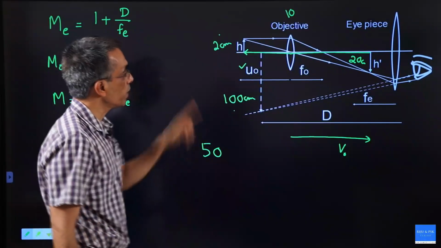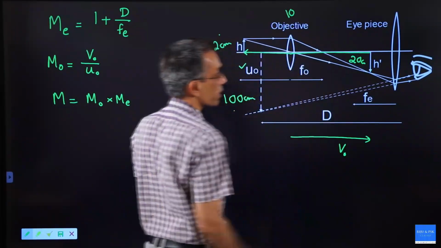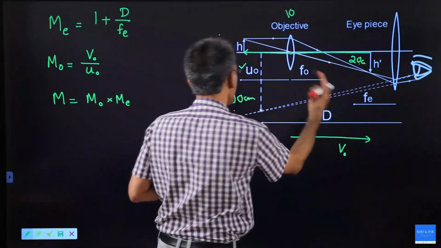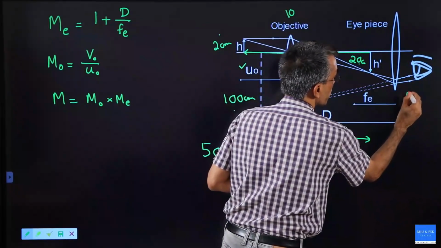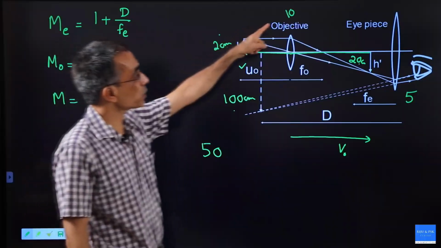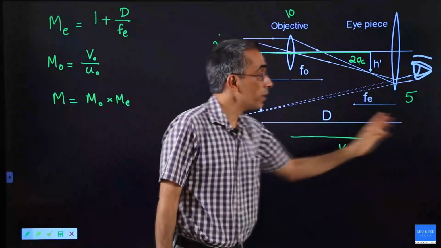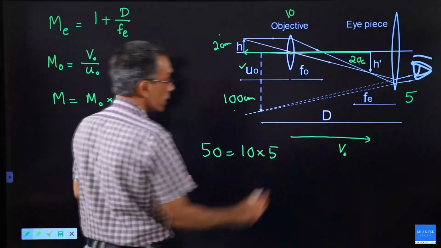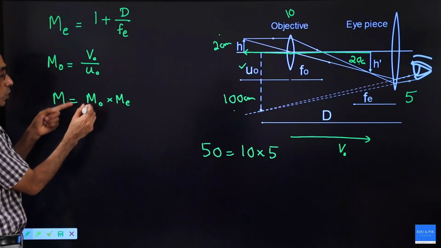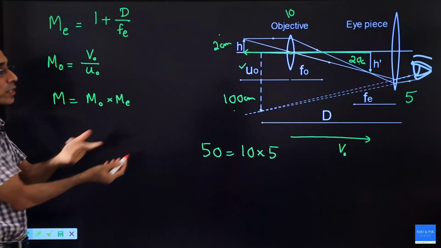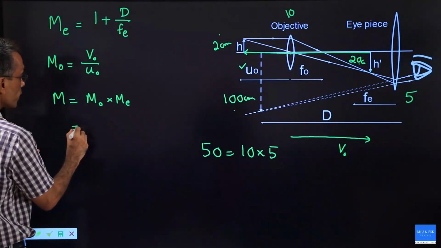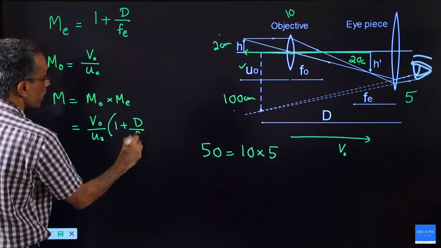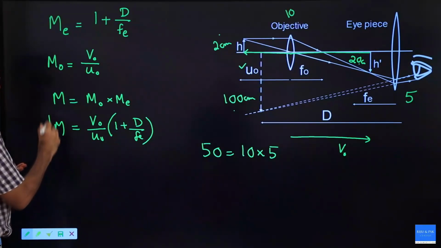But how come you get 50? Because the objective multiplied it by 10, 2 into 10 equal to 20. And how many times did the eye lens multiply? The 20 became 100, so the eye lens made it 5 times larger. So the magnification of the objective is 10, the magnification of the eye lens is 5, and the total magnification is 50, and we know that 50 is nothing but 10 times 5. This is the concept. So the total magnification is equal to the magnification of the objective into the magnification of the eye lens. Substituting, this gives you V0 by U0 into 1 plus D by FE. This is the magnification.